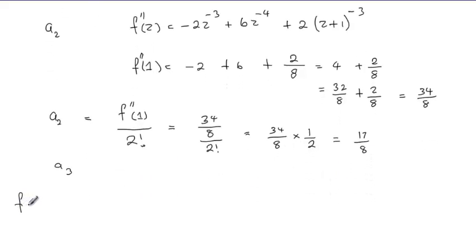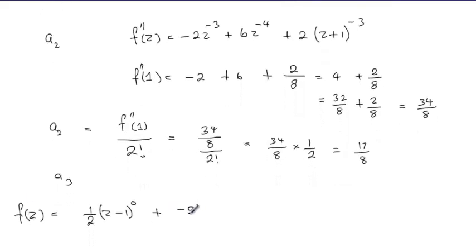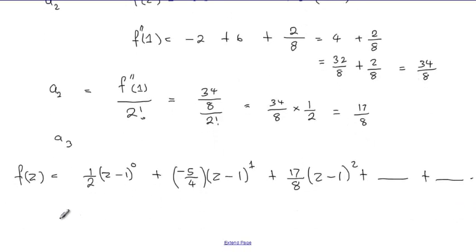Then you can write here that f(z) is equal to half, always is half, multiplied by (z minus 1), the center of development, to the power 0, plus the next coefficient A1, which was minus 5 over 4, brackets (z minus 1) to the power 1, plus 17 over 8 multiplied by (z minus 1) to the power 2, and then you must continue there up to 5 terms.